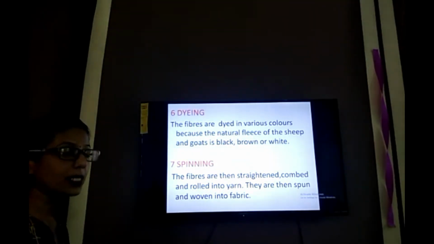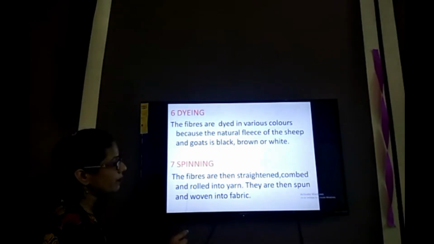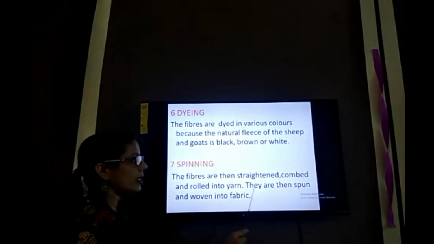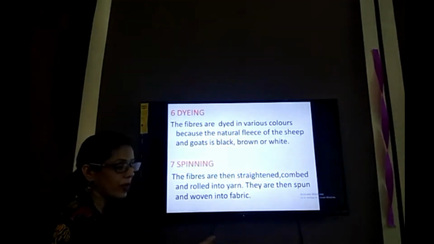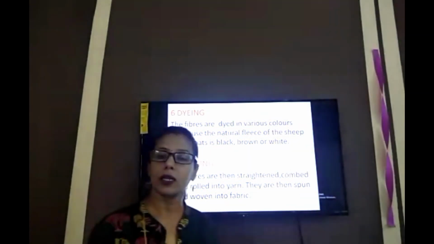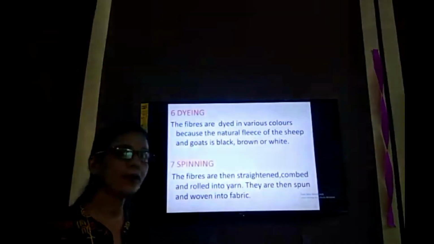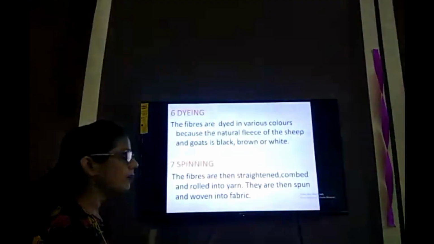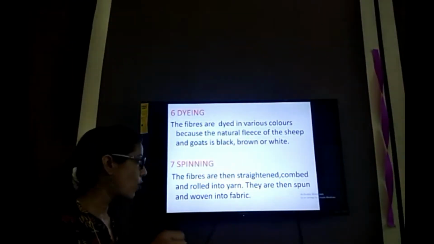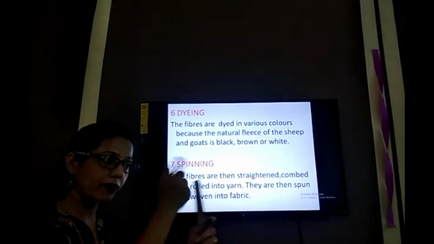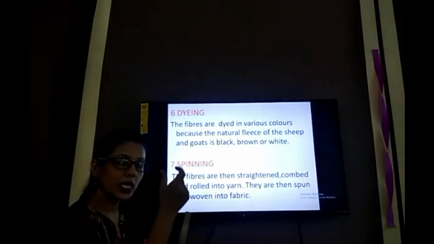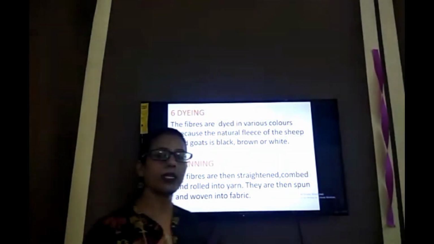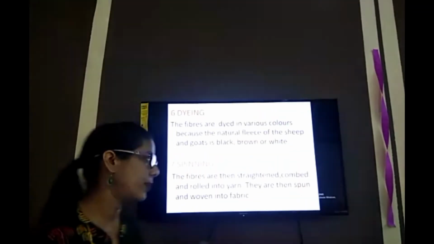The next step is spinning. Spinning means the fibers are straightened, combed and rolled into yarn. As we discussed in the first video, yarn means a group of fibers. So when we straighten, comb and roll the fibers and twist them, they change into yarn. This process is known as spinning, and then the yarn is spun into fabric.